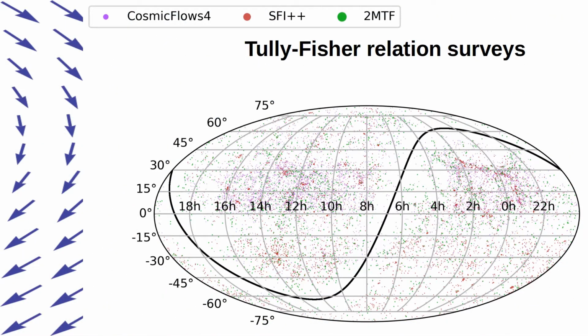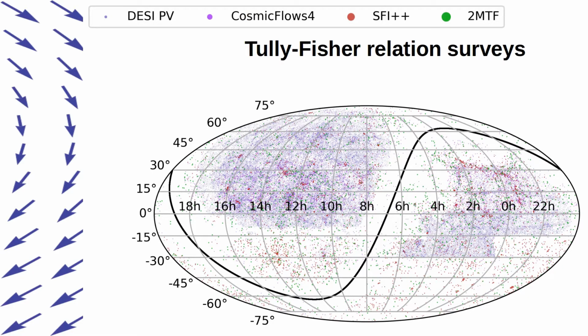Now we add the Cosmic Flows sample to our plot. And again, the DESI peculiar velocity survey will provide more targets than all the previous surveys combined.